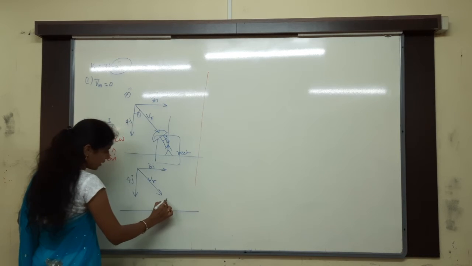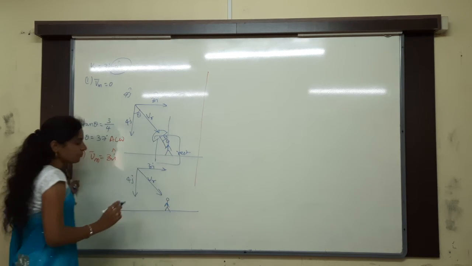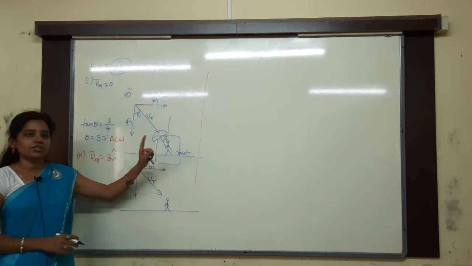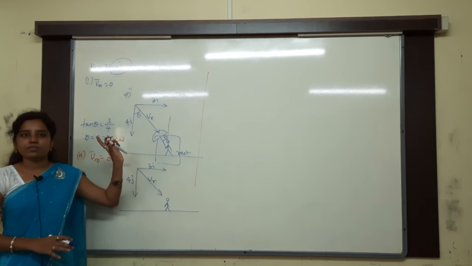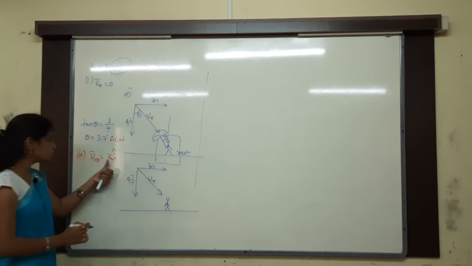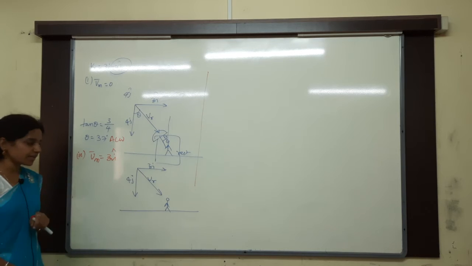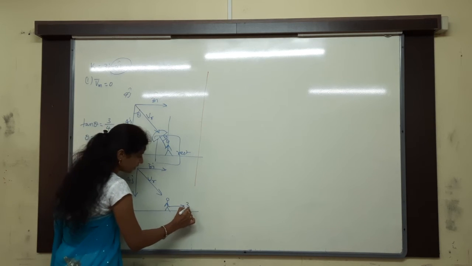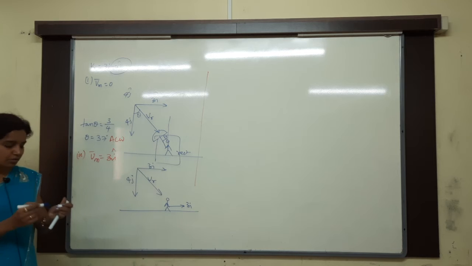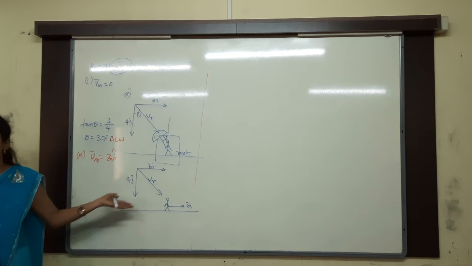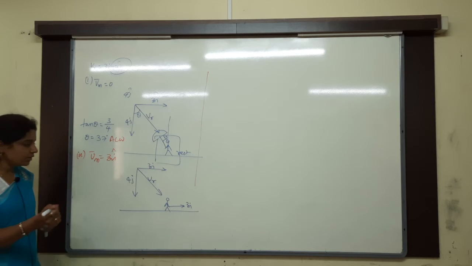Now earlier the man was standing on the road, at rest, observing everything. Now the man is moving with what speed? 3i cap. 3i cap means which direction? Along the positive x-axis. Now whenever you stop the man, the answer will be easy for you. Otherwise you can do it normally, the VRM method also. So let me stop the man.